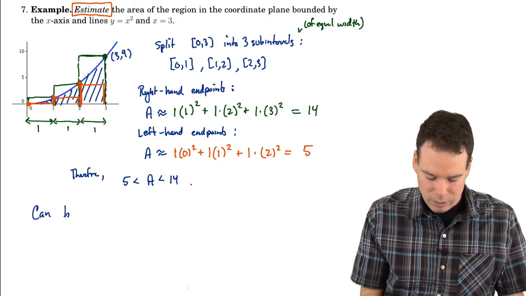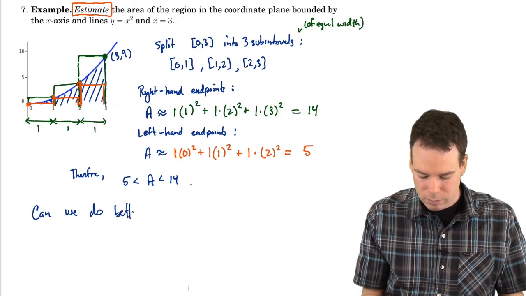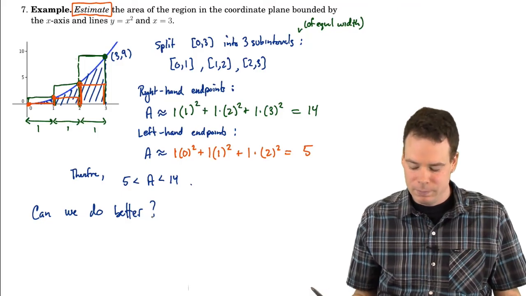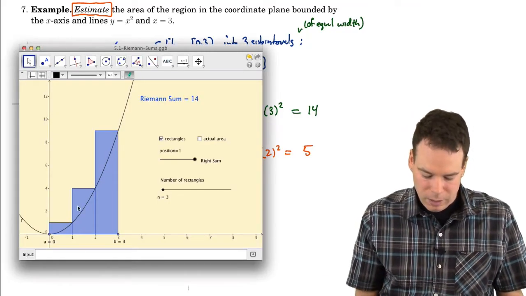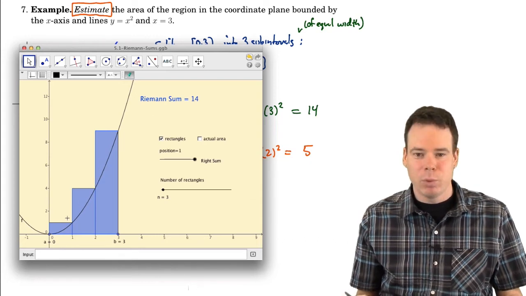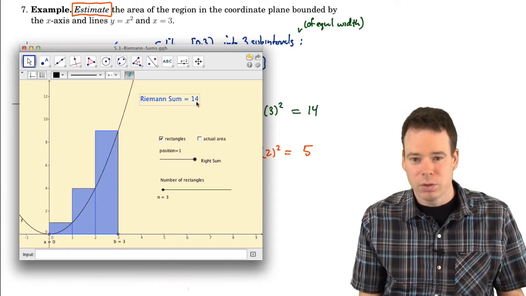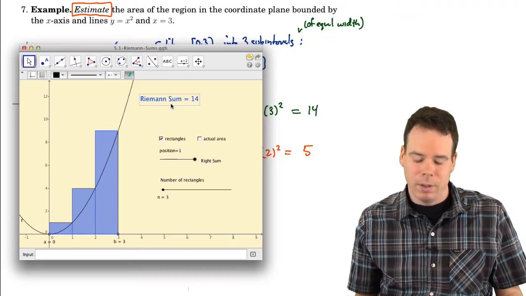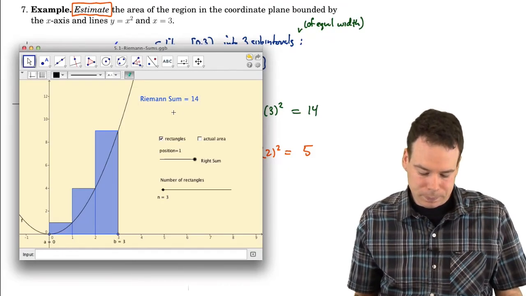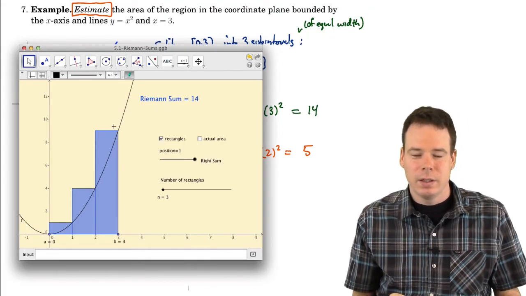So here's our question. Can we do better? And if so, how? So let's have a look at this. Here's our curve, and I've just sketched in the right-hand 3 rectangles using the right-hand endpoints to cap it off. The sum of the areas of these rectangles is written up here. It's 14. It's what we call the Riemann sum, after German mathematician Bernhard Riemann, who worked on this problem in the mid-1800s. In particular, we would call this the right-hand Riemann sum, because we're using right-hand endpoints to cap off those rectangles.